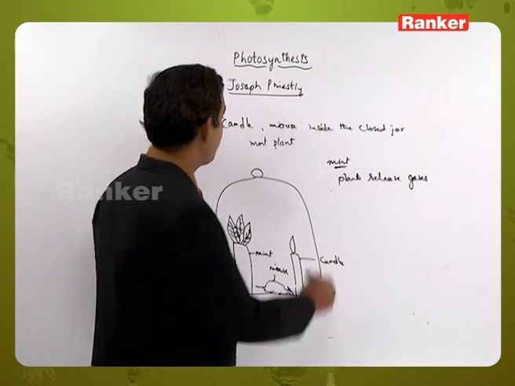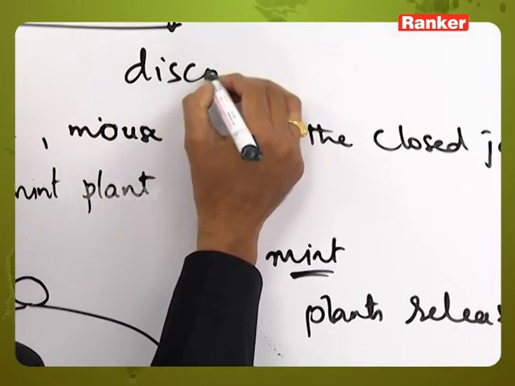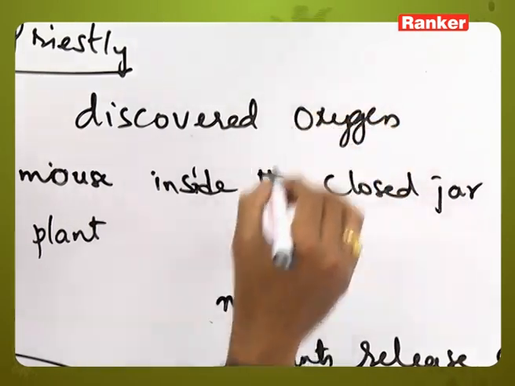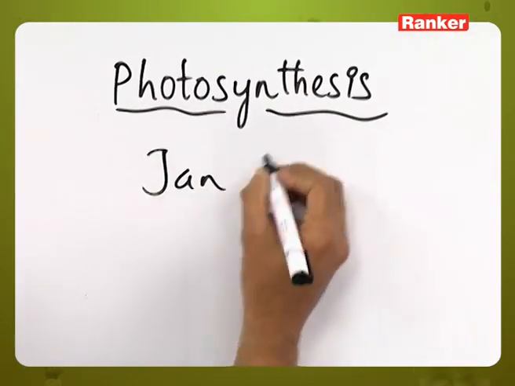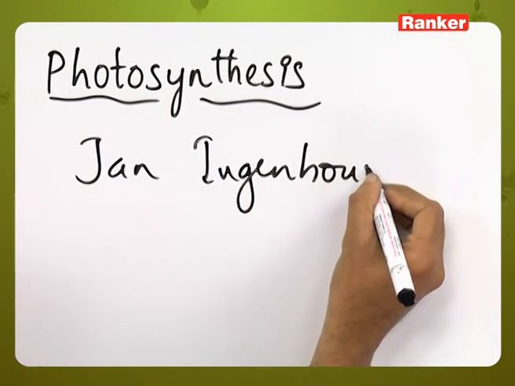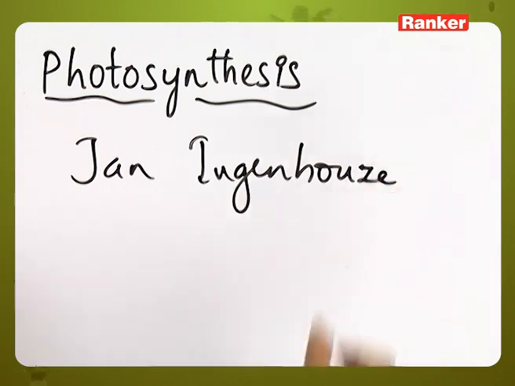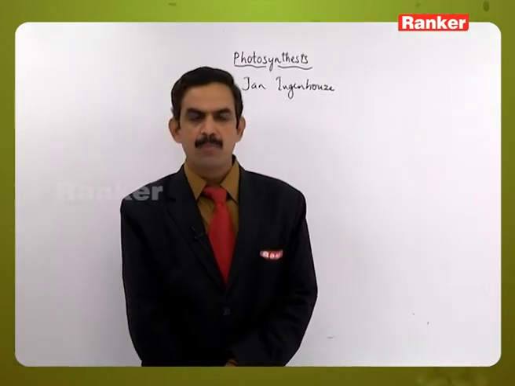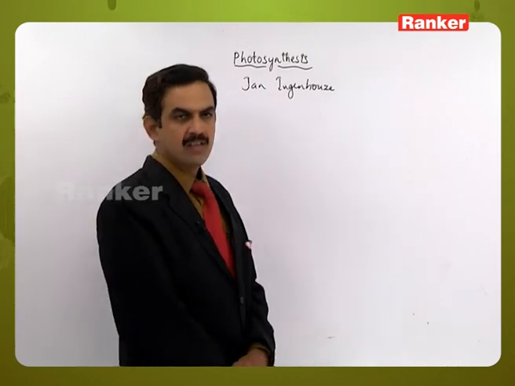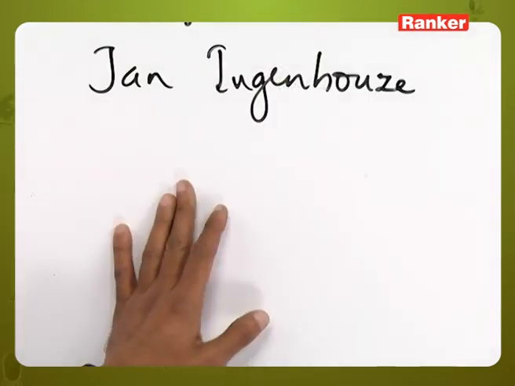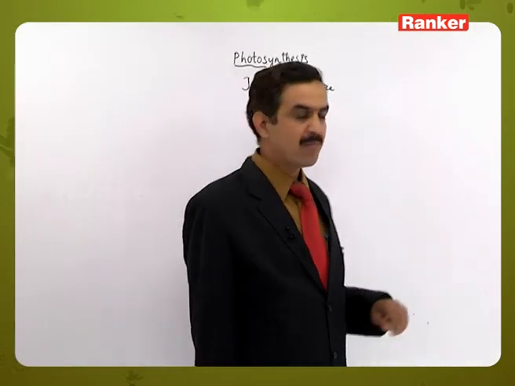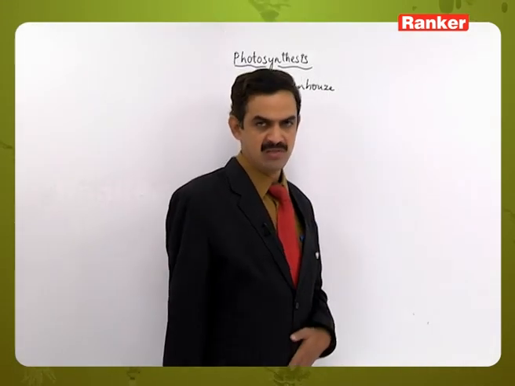And oxygen was discovered by Joseph Priestley. Then Jan Ingenhousz. The foul gas released by the mouse and the candle was compensated by the mint plant, that is, they help in the purification of the atmosphere. That was demonstrated by the scientist Ingenhousz.